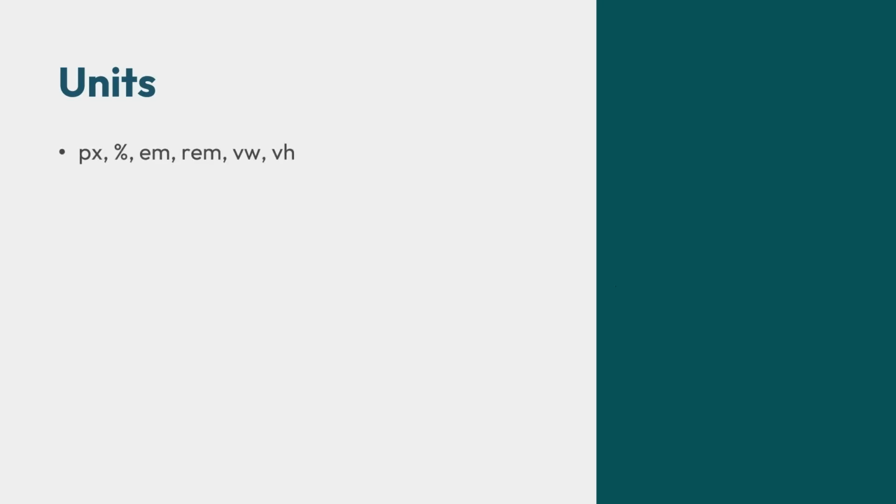We have units, and most commonly we are using pixel units. We will be working with units a little bit more throughout the course, but for now, remember to use pixel units. We also have a percentage. We have EM, REM, something called viewport width and viewport height. Then we have colors. Colors can have different formats, and most commonly we are using hex, RGB, and RGBA.